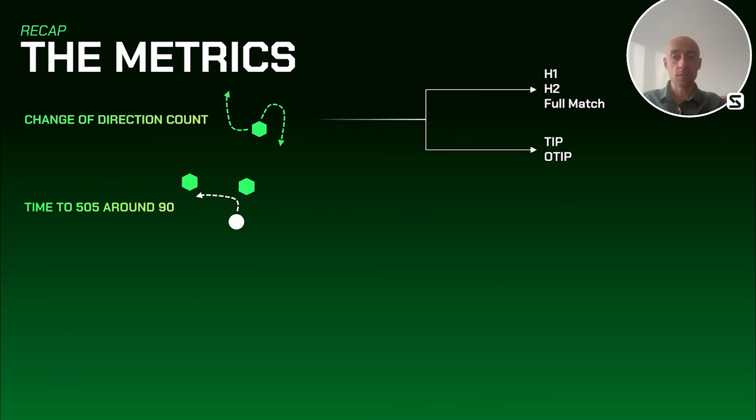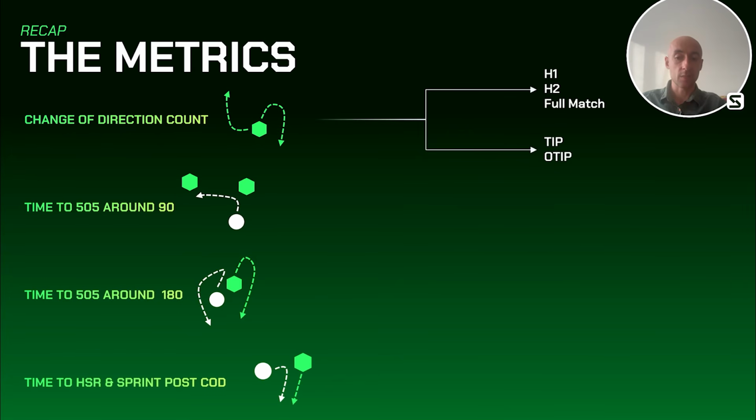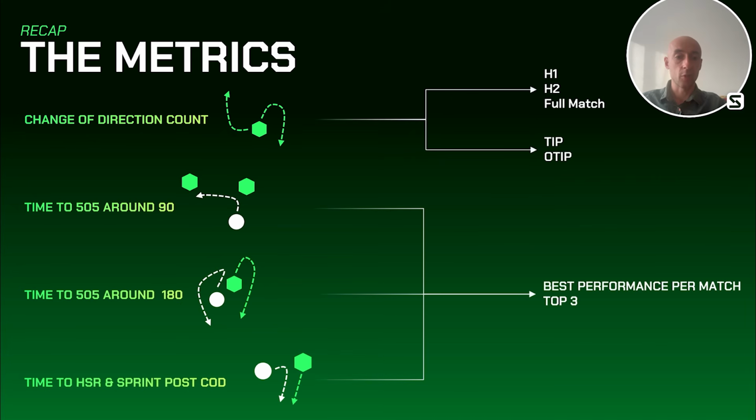The remaining metrics, so time to 505 around 90, time to 505 around 180, as well as time to high speed running and sprint post change of directions, are available in terms of best performance per single match or the average of the top 3 performances.